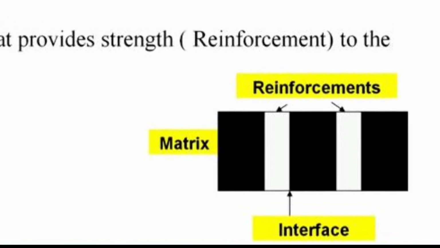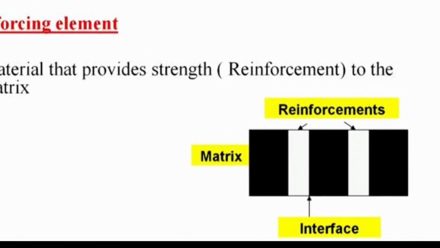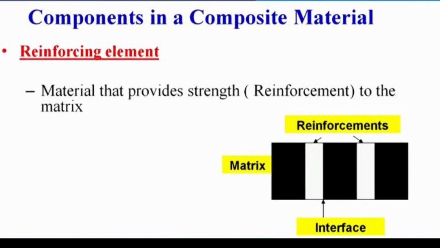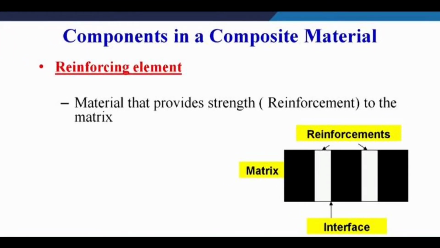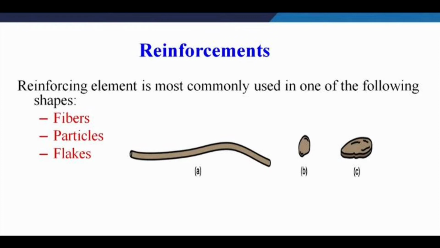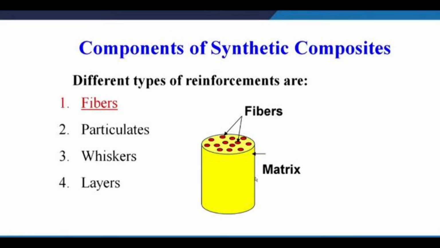Later we will see what exactly the components in the composite material are, related to the reinforcement element. If you look at this diagram, it is the material that provides high strength to the material. The black one is called the matrix and the white filling is the reinforcement, which is interfaced in between the matrix and the reinforcement. Later, the reinforcement element is most commonly used in one of the following shapes: fibers, particles as well as flakes.